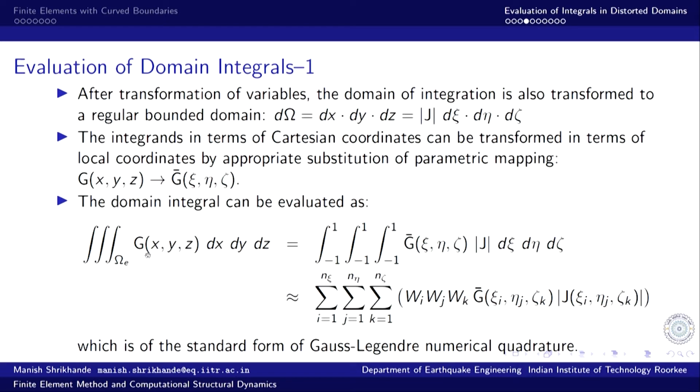So g(x, y, z) integrated over this domain omega e is evaluated in terms of local coordinates by this transformed integrand in terms of xi, eta and zeta, multiplied by the determinant of the Jacobian and d xi, d eta, d zeta. These are the local coordinates, and their limits are between -1 and +1. So xi varies from -1 to +1, eta varies from -1 to +1 and zeta varies from -1 to +1.